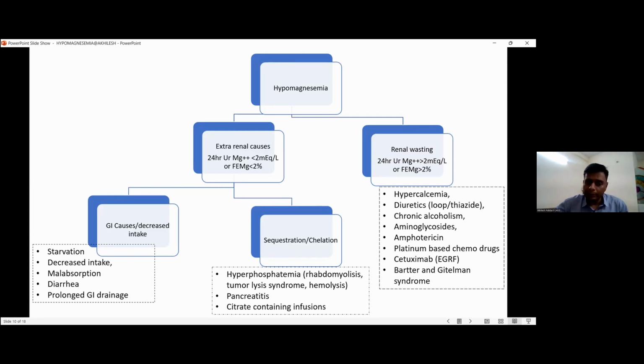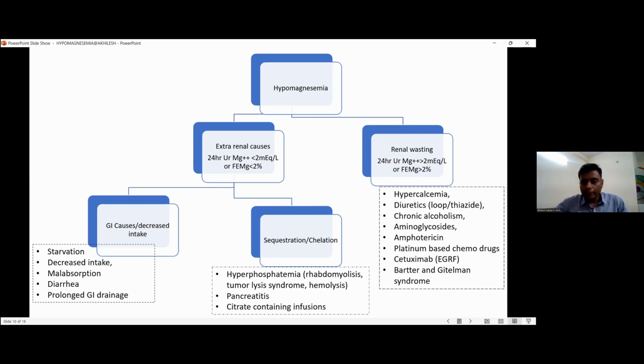In GI causes, it may be starvation, decreased intake, malabsorption, diarrhea, or prolonged GI drainage. And in sequestration or chelation, I already told you that hyperphosphatemia, it may be rhabdomyolysis, tumor lysis syndrome, or hemolysis. In pancreatitis, there is chelation of magnesium. The citrates can chelate the magnesium.